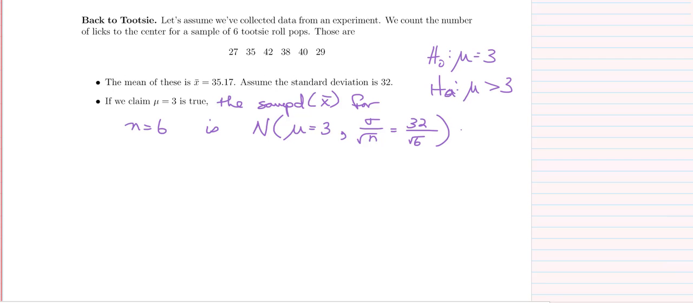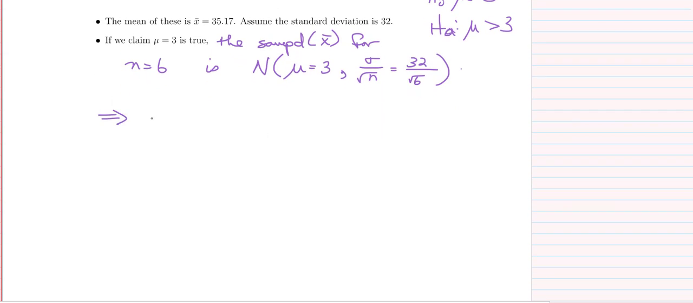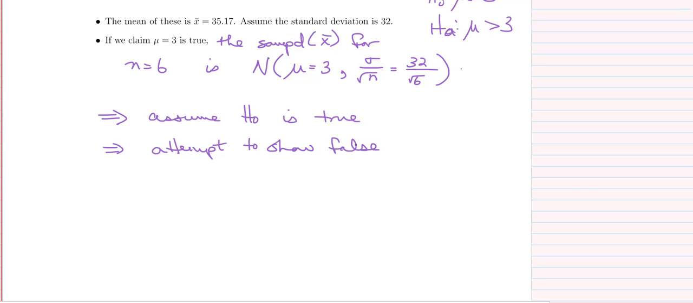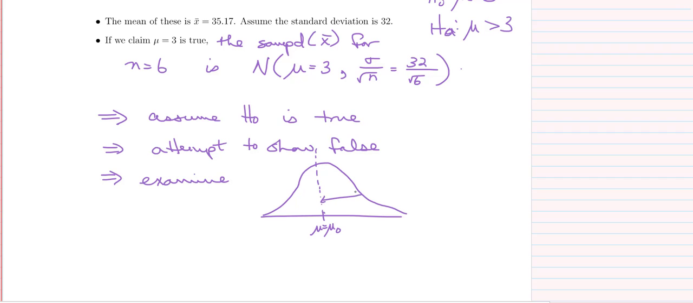Okay, a few things to note. We're always assuming that H0 is true at the beginning of this test of significance, and what we're attempting to do is show it's false. We do this by examining the sampling distribution where mu is equal to mu 0, and in our case that's 3, and the standard deviation is sigma over the square root of n.